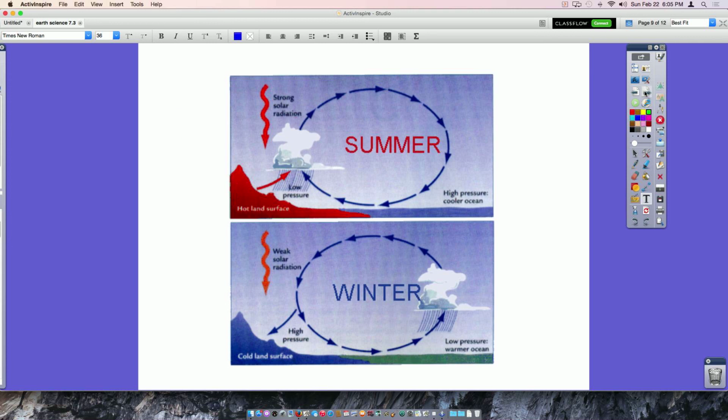And this is for the monsoon. Sorry, it's a little bit blurry. But during the summertime, you have high pressure over the ocean. So that's cooler air coming down, pushing outwards towards the land. You also have stronger solar radiation over the land, causing hot air to rise. So you have this nice cycle of air. And because the air is coming down over the ocean and blowing on land, it's bringing a lot of moisture with it. So the summers in India tend to be very, very wet.